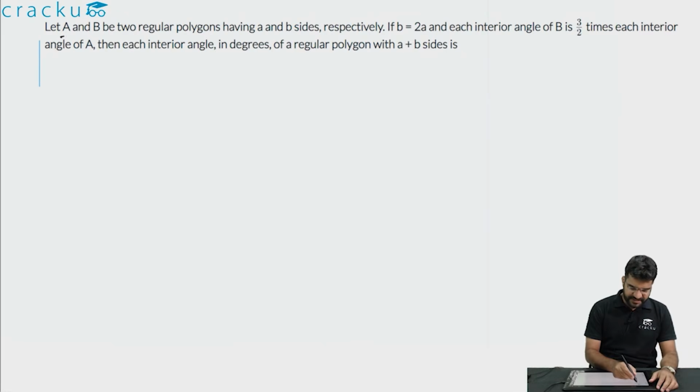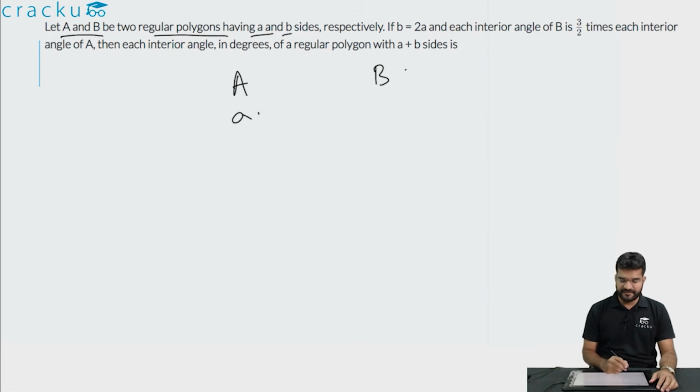In this question it is given that A and B are 2 regular polygons and they have A and B sides respectively. So there is a polygon A and there is a polygon B. The number of sides of A is A and the number of sides of B is B. It is given that B is equal to 2A and each interior angle of B is 3 by 2 times each interior angle of A.